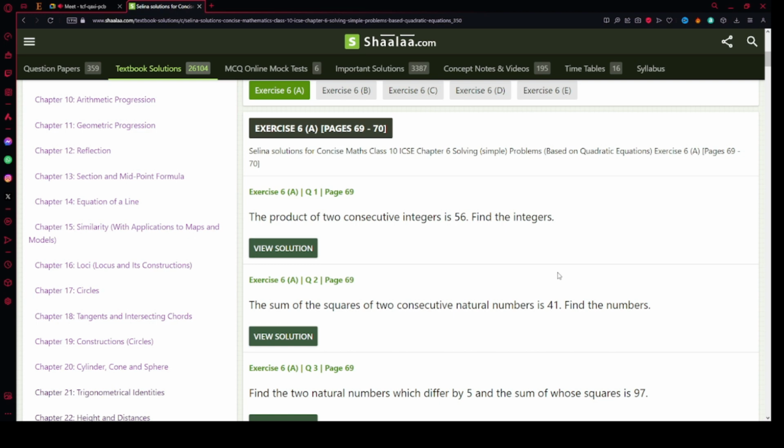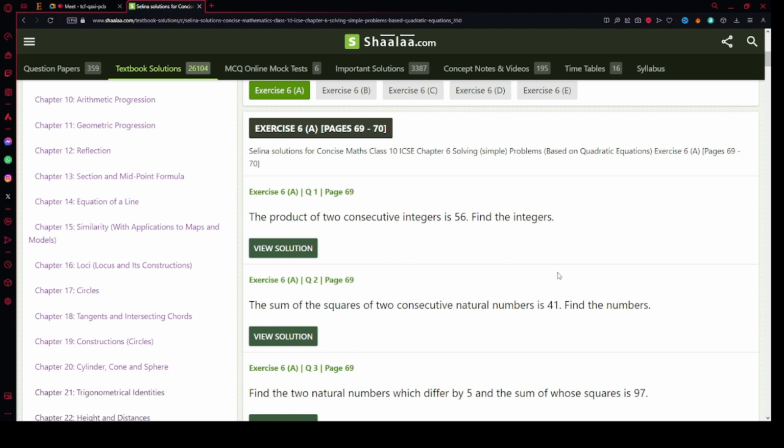Now this looks like a quadratic equation, and you can solve it using the formula x equal to minus b plus minus under root b square minus 4ac divided by 2a. So this becomes minus b. So a is 1 here, b is also 1, c is minus 56. So b is 1 plus minus under root b square is 1 squared. 1 squared is 1 minus 4 into a is also 1, c is minus 56, divided by 2 into 1.